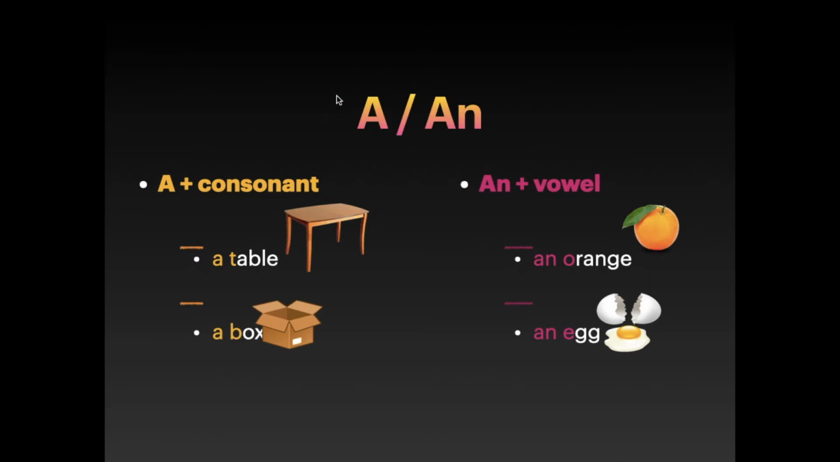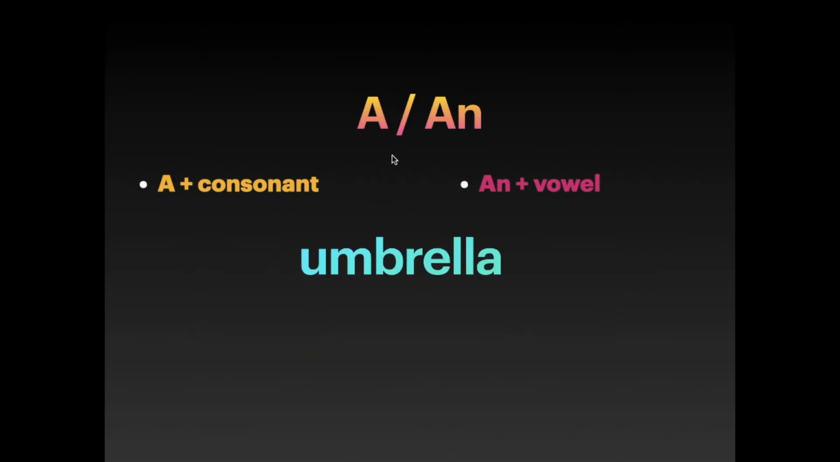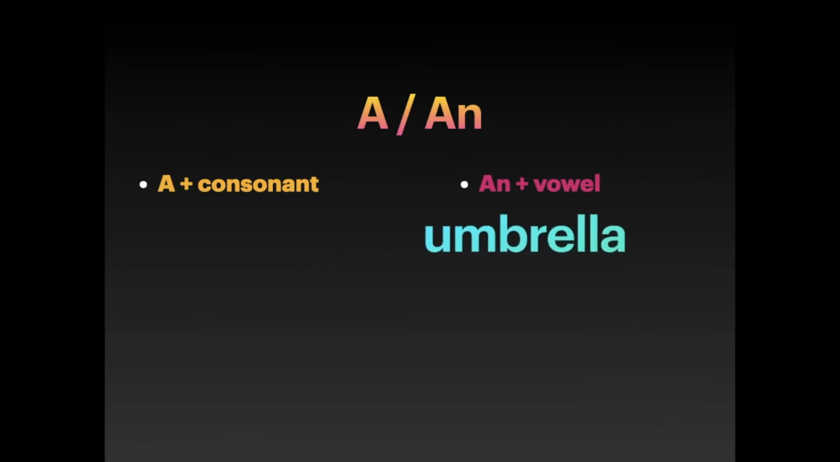So as I told you before, maybe you know that the difference between a and an is we use a for consonants and an followed by a vowel. So a table, a box, we have consonant T, consonant B, and an for vowel, an orange, an egg, so vowel O, vowel E. But you have to be careful because you will see. Do we say a umbrella or an umbrella? An umbrella because of the vowel, right? But what happens with university? A university, an university.